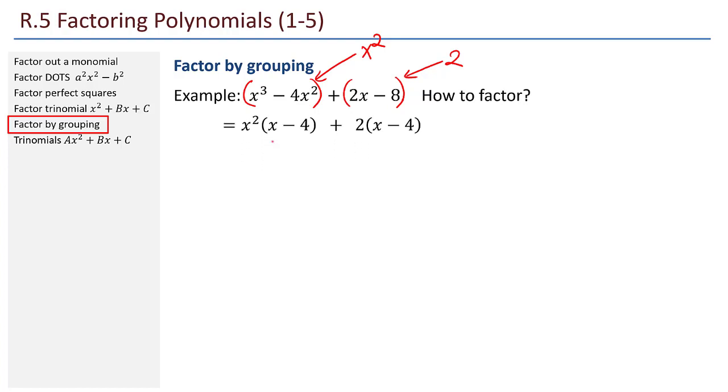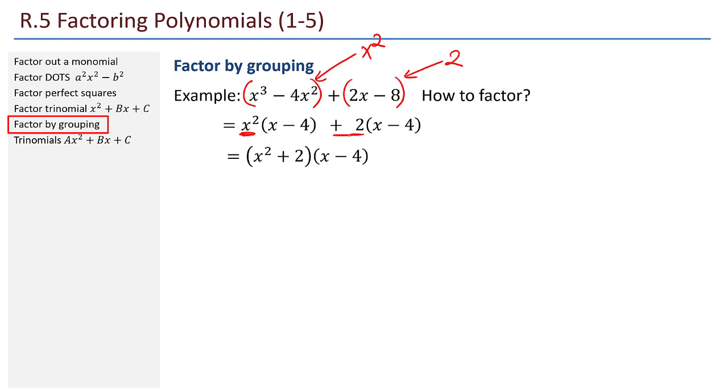So pulling an x squared out of the first gives me x squared times x minus 4. Pulling 2 out of the second gives me 2 times x minus 4, and a beautiful thing happens. I have a common factor of x minus 4 there. So this means I can pull out the factor of x minus 4, and I'm left with x squared plus 2. That's the x squared and the plus 2 over there.